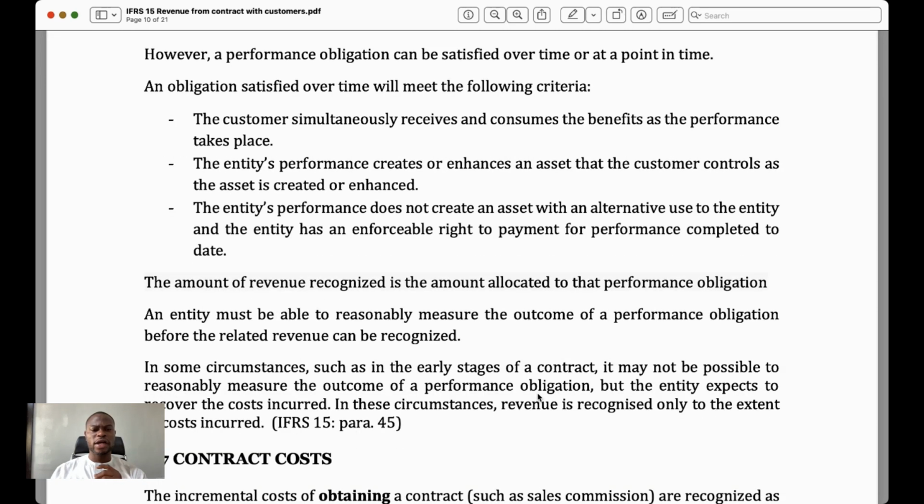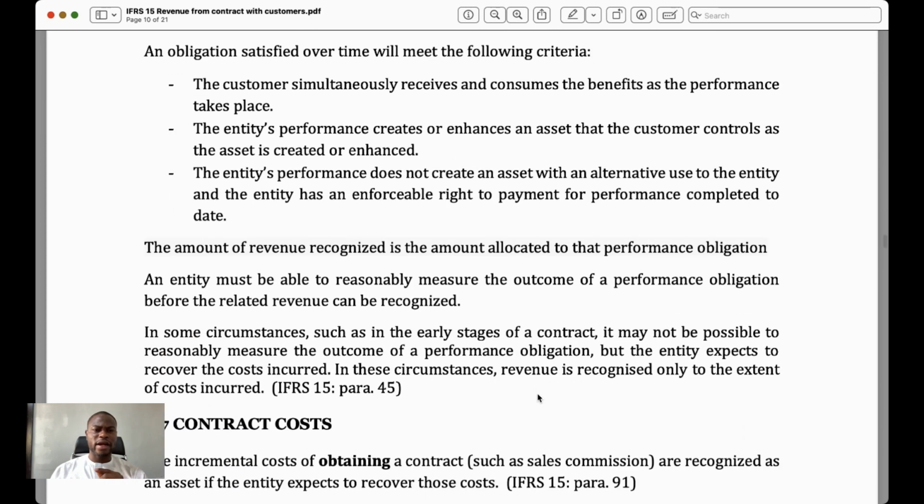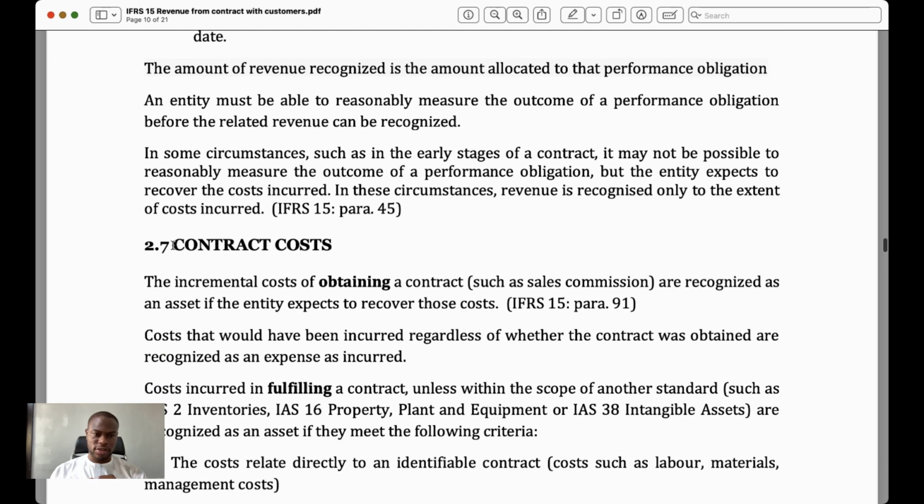Okay, now another term under step 5 that you should note is contract costs. Contract cost simply is the cost of obtaining a contract or the cost of fulfilling a contract. There are two separate things: cost of obtaining, cost of fulfilling.